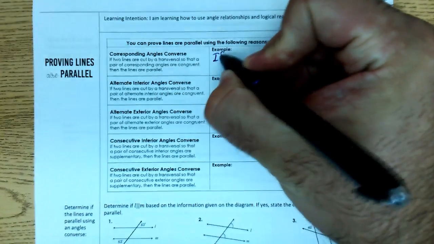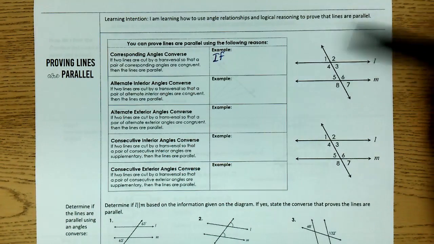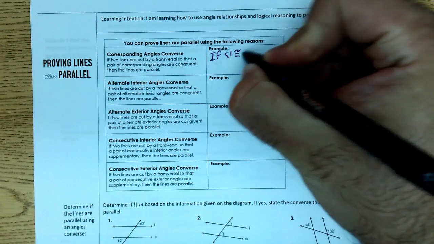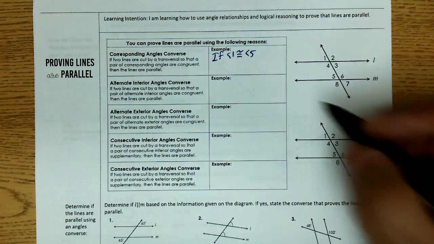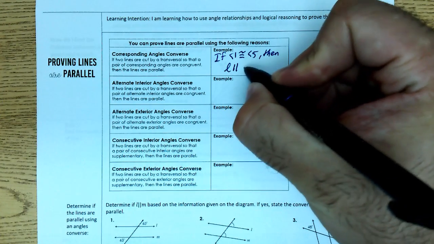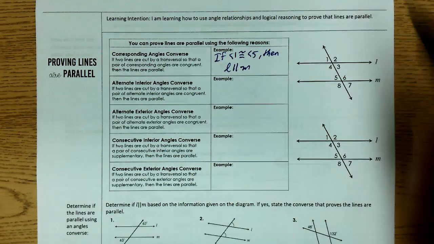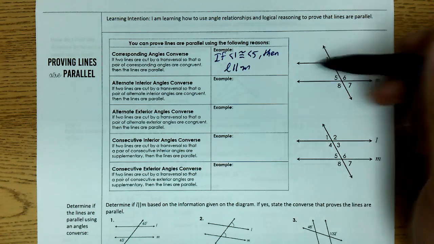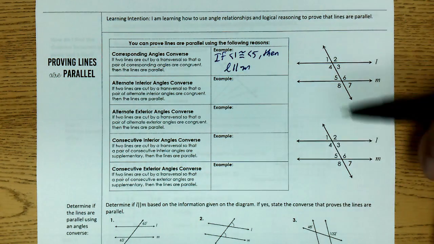So if, and write down a pair of corresponding angles. Again, I gave the example of 1 and 5. So I'm going to say if angle 1 is congruent to angle 5, which we say that corresponding angles should be congruent, then line L should be parallel to line M. That's all we're doing for this, is we're going to give an example of whatever this is, corresponding, alternate interior, alternate exterior, consecutive, all that good stuff, and putting it in an if-then statement like we did earlier in the chapter.